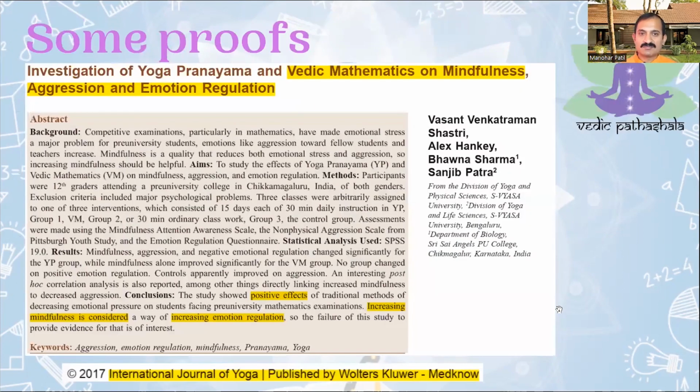Actually, I came from science background, so I won't tell you something without any proof. So if you go to Google and type Vedic mathematics research papers, you will get tons of research papers on Vedic maths. I have enlisted few of them. So this is the research paper: the investigation of yoga, pranayama and Vedic mathematics on mindfulness, aggression and emotion regulations. This is paper published in International Journal of Yoga. And you can see the details on the screen.